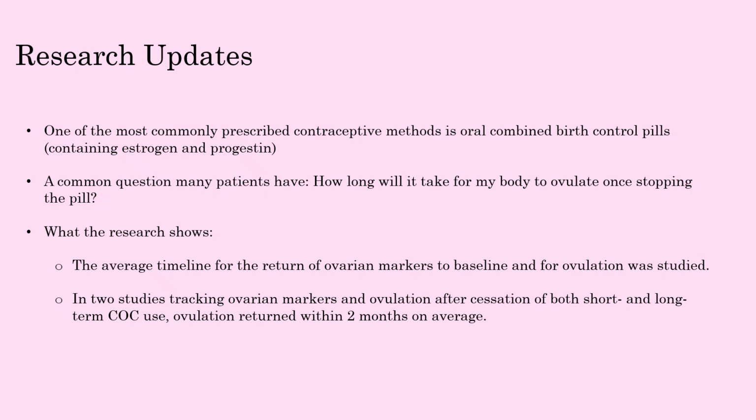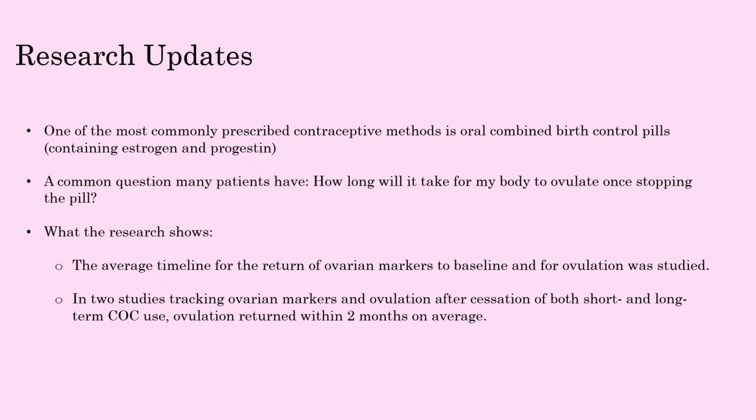The average timeline for the return of ovarian markers to baseline and for ovulation was studied. In one study, ovarian reserve markers returned to normal within 2 months of combined oral contraceptive discontinuation. This was a long-term study where the average COC use was 8 years. In another study, ovulation occurred within 15.5 days upon cessation of oral combined contraceptives. This was a short-term study where combined oral contraceptive use was about 3 months.